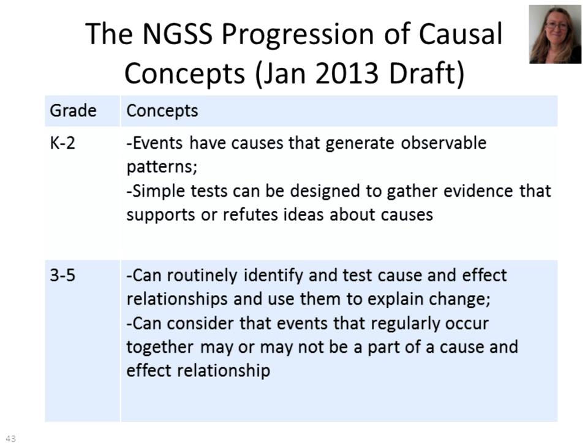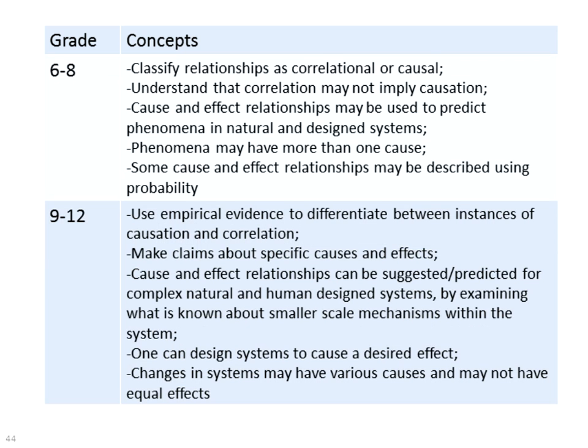So by grades 3 and 5, here is where in the scientific and engineering practices we start to see a focus on controlling for variables and fair tests as part of planning and carrying out investigations. But here we're focused on being able to identify and test cause and effect relationships, and also starting to consider the idea, which we'll see developing in the later grades, that events can regularly occur together, but that doesn't mean it's necessarily a cause and effect relationship. So this can be an aspect of correlation.